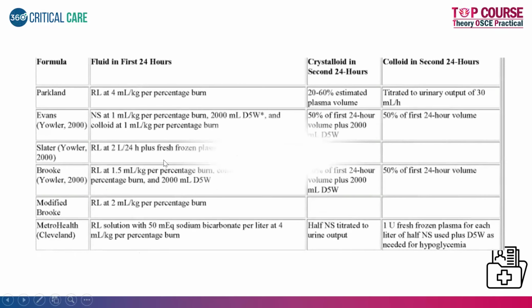Okay. The most important thing is you need to remember that Brooks' formula involves resuscitation with a colloid. Slater's formula uses fresh frozen plasma, and Evans formula uses 5% dextrose. Okay, so if you remember this, that would be sufficient. But the Parkland formula, there is no way around it. You have to remember the formula.